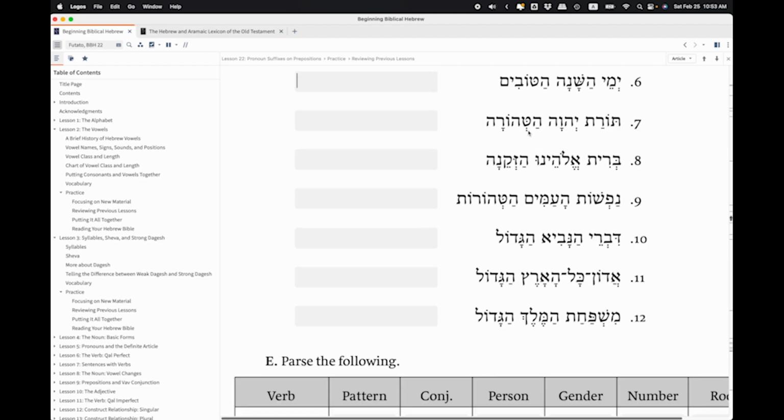Torat Adonai ha-tehora. So here, ha-tehora is our adjective. It's got a definite article. It's feminine singular. Adonai is masculine singular. Torat is feminine singular. So tahor, this means pure. This is going to go with instruction. So however we translate this construct phrase, we're going to describe the instruction as good. I'm sorry, as pure.